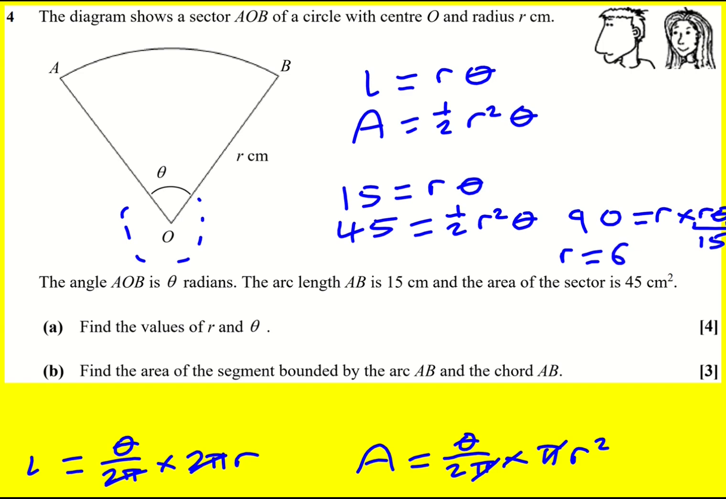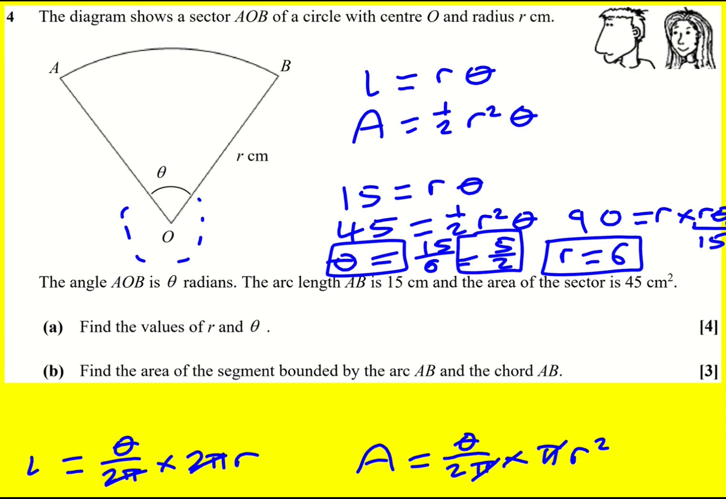And then theta is going to be 15 over 6, which I can divide through by 3. So it's going to be 5 over 2. Okay, happy with that. I'll just leave them. I could write 2.5, but I think I'm okay with 5 over 2.